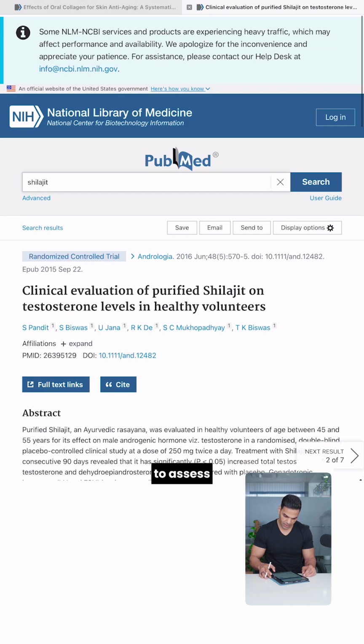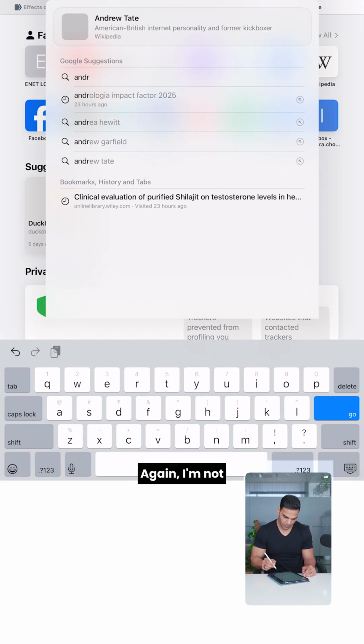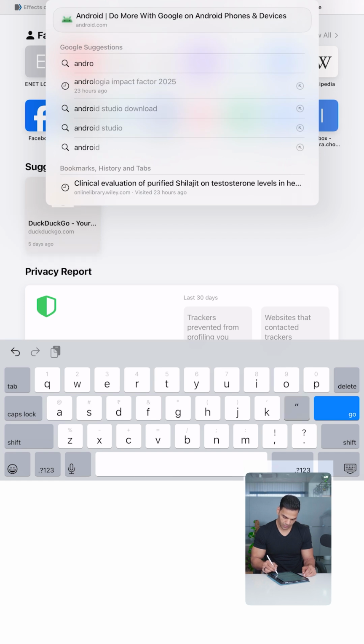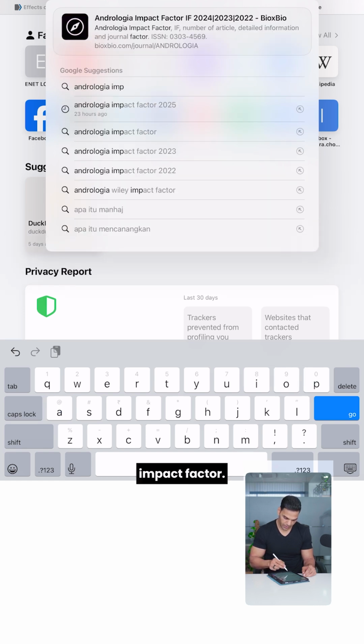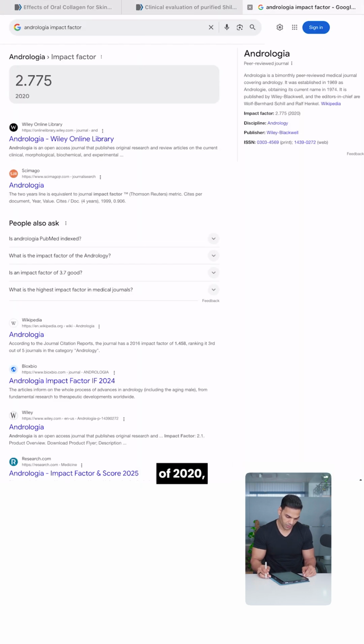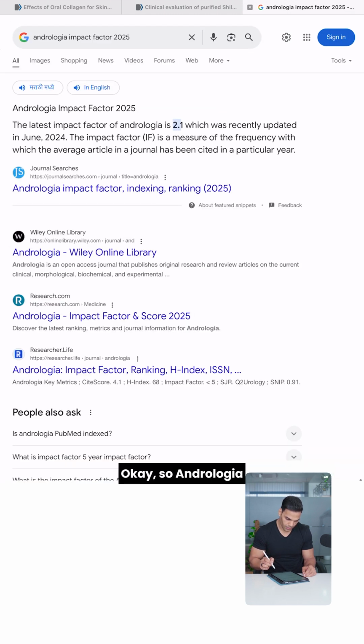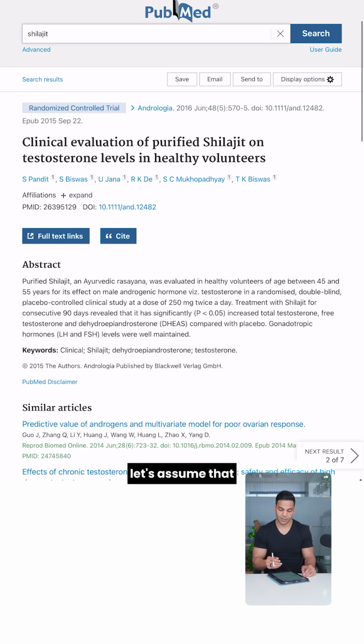I've also told you how to assess journals by their impact factor, so we know if it's a good journal or if it's like a paid-for journal. Again, I'm not alleging, but I'm saying it happens a lot. Andrologia impact factor. All right, so as of 2020, let's check 2025. Okay, so Andrologia's latest impact factor is around 2.1, which is lower than 3. And I've told you that when the impact factor is less than 3, usually it's kind of shady, but it's okay. Let's assume that the study still holds merit on its own.